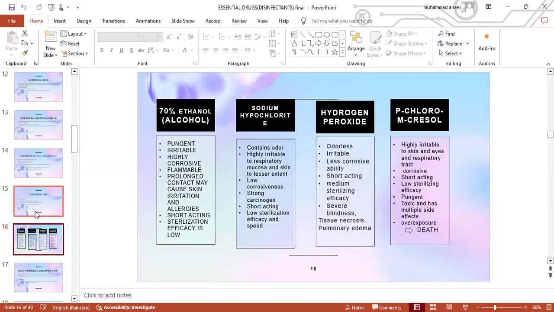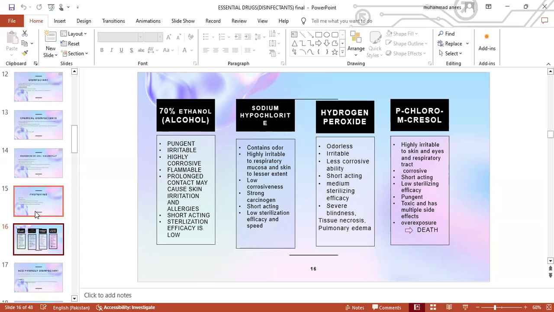Now, moving on to the properties of certain disinfectants that we have. Number one is 70% ethanol. Number two is sodium hypochlorite. Number three is hydrogen peroxide and parachloromethylcresol. In terms of 70% ethanol, it has a pungent odor. It is quite irritating to skin and respiratory mucosa, and it is highly corrosive for instruments. It is flammable. It catches fire. In case of prolonged contact with skin, it causes irritation and allergies. Its duration of action is quite short, so we have to apply it again and again after some time. The sterilization efficacy is quite low.